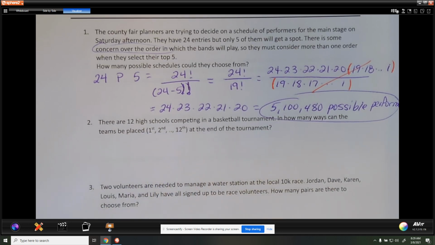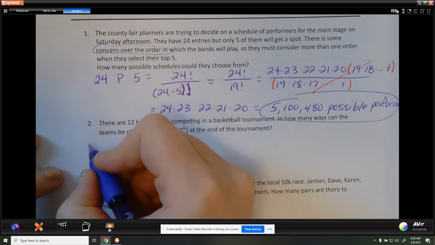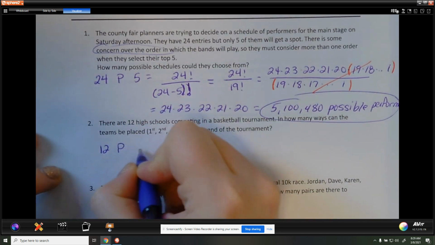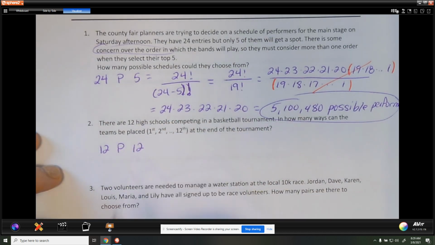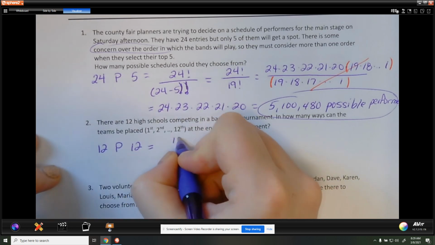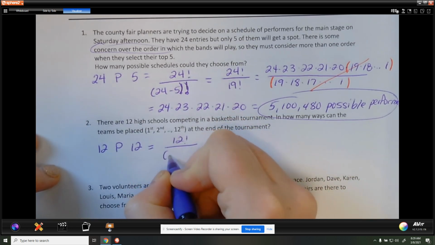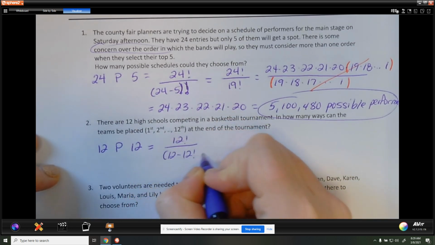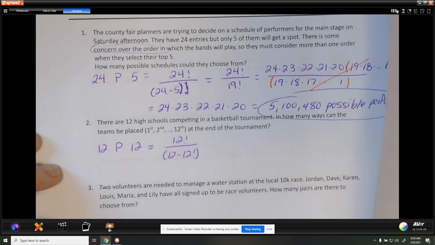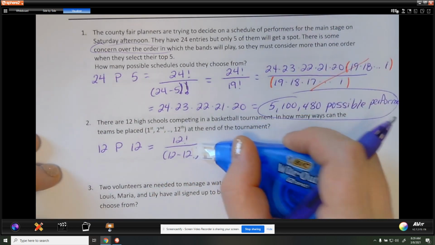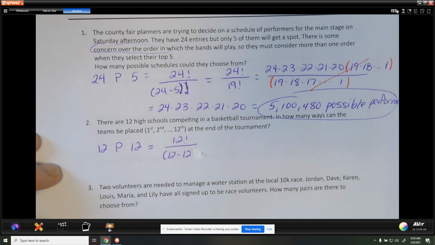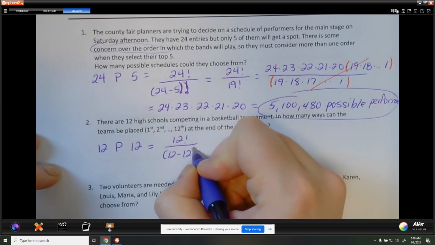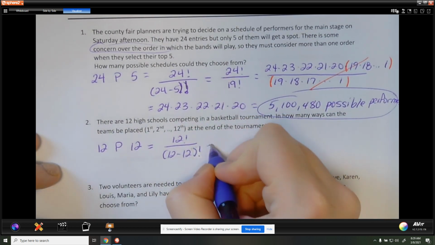So this is kind of like our warm-up. The ranking does matter, so this is a permutation. We've got 12 teams, and we're going to put them into 12 spots. 12 choose 12. So this is going to be 12 factorial, all divided by (12 minus 12) factorial. I keep writing this in the wrong order, you guys. The subtraction does not go on the inside. That's the confusing thing that I'm doing.